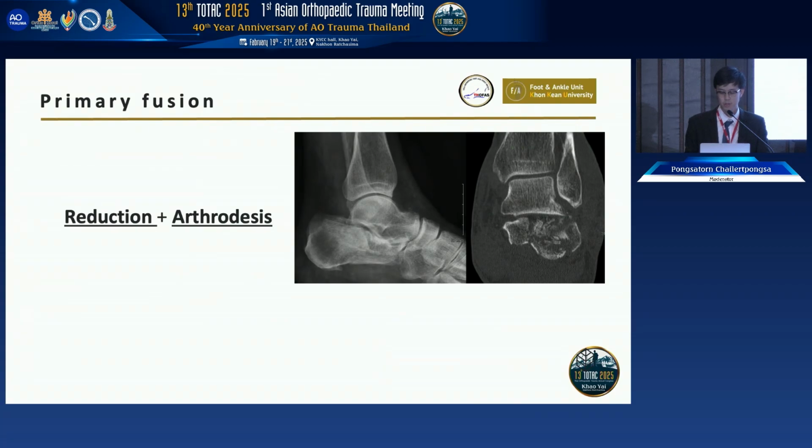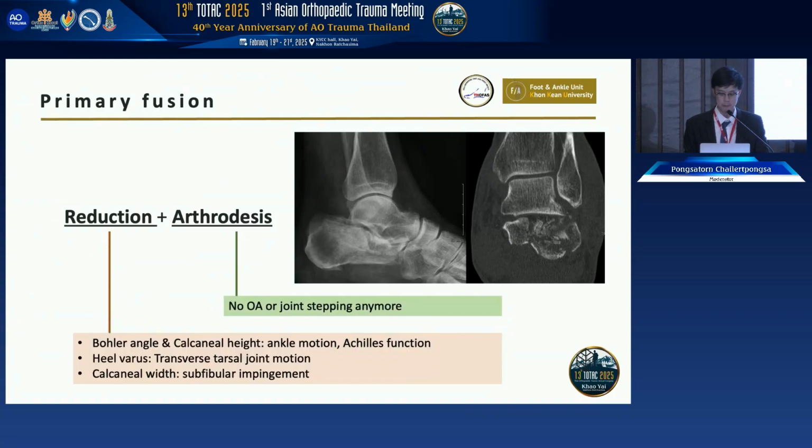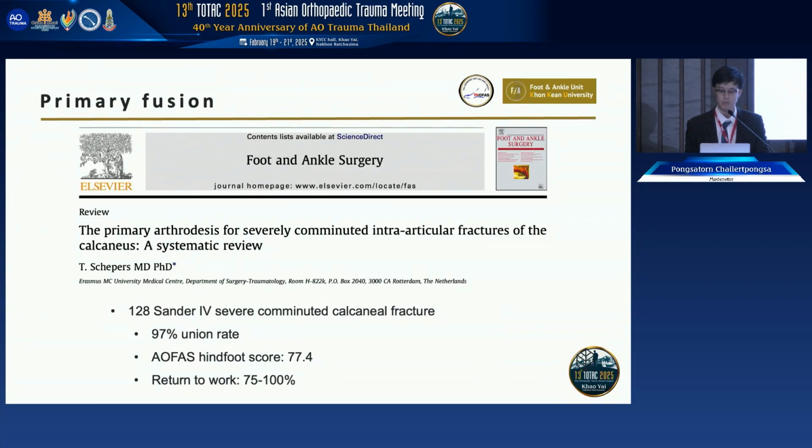First, you have to restore or reduce the calcaneal morphology, and then arthrodesis can be done. You can see that Bohler's angle affects the talocalcaneal relation, which is important in ankle motion and Achilles function. Hindfoot width affects the biomechanics of the transverse tarsal joint. And if you don't correct the calcaneal width, the patient may still have subfibular pain.